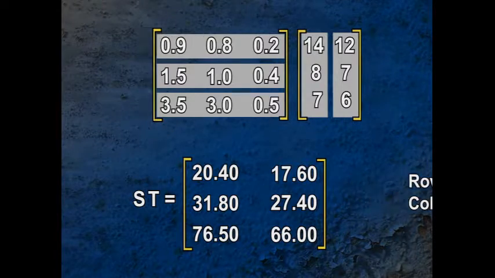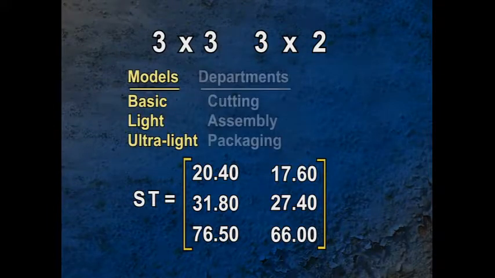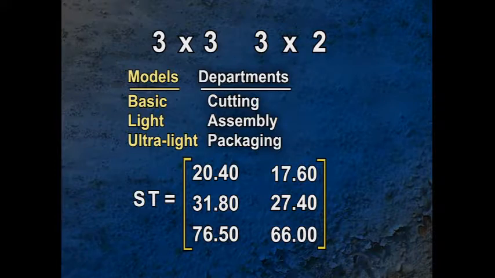Well, let's interpret what this means. Remember now, our first matrix, the S matrix, was a 3 by 3 matrix, and the rows were the models involved with our bicycles, the basic and light and ultralight models. And the columns were departments, cutting, assembly, and packaging. Now, what about the 3 by 2 matrix, the T matrix that we talked about? Well, the rows were the departments, the columns were the plants.